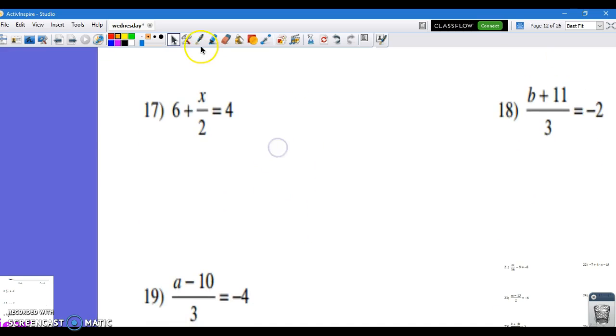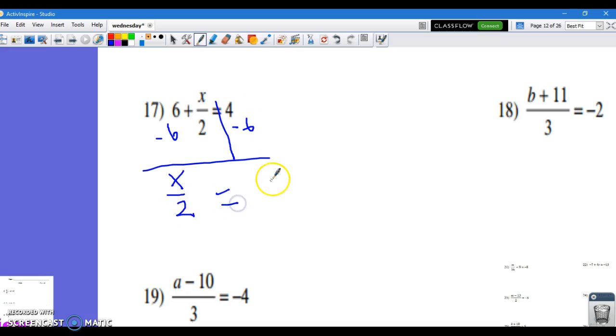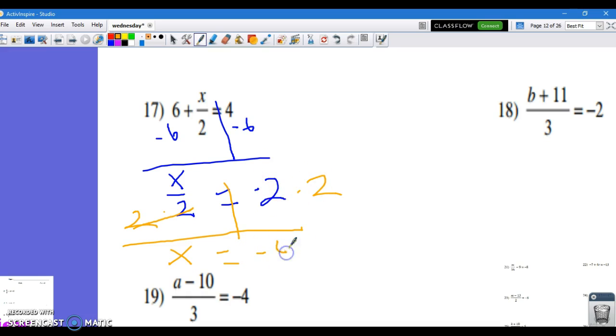Number 17. Add or subtract first, so I'm going to subtract 6. Subtract 6. That cancels out, leaving you x over 2. 4 minus 6 is a negative 2. I now will get rid of 2 by multiplying it out. Multiply 2 on this side. Remember, that's going to cancel out, long story short, leaving you x. Okay, negative 2 times 2 is negative 4.